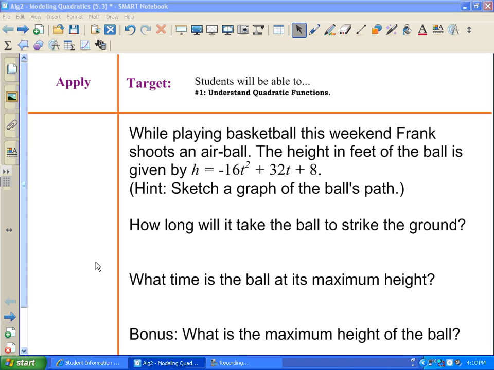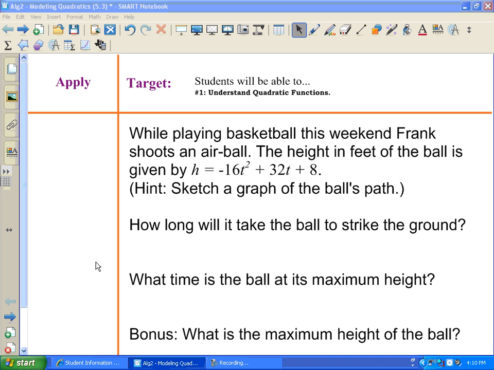So the first example that we're going to look at is this one. While playing basketball this weekend, Frank shoots an air ball. Happens to me all the time. The height in feet of the ball is given by h equals negative 16t squared plus 32t plus 8.